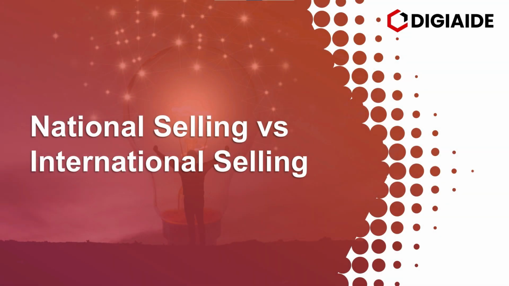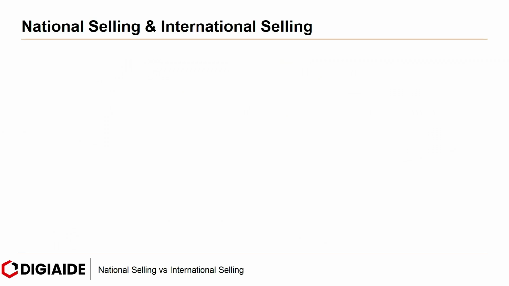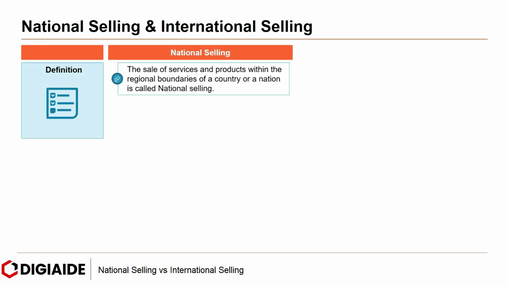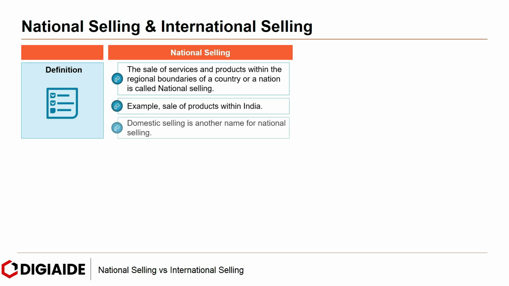In this video, we are going to cover the topic on national selling versus international selling. Let's start with the differentiation. Let's begin with definition. National selling. The sale of services and products within the regional boundaries of a country or a nation is called national selling. For example, sale of products within India. Domestic selling is another name for national selling.